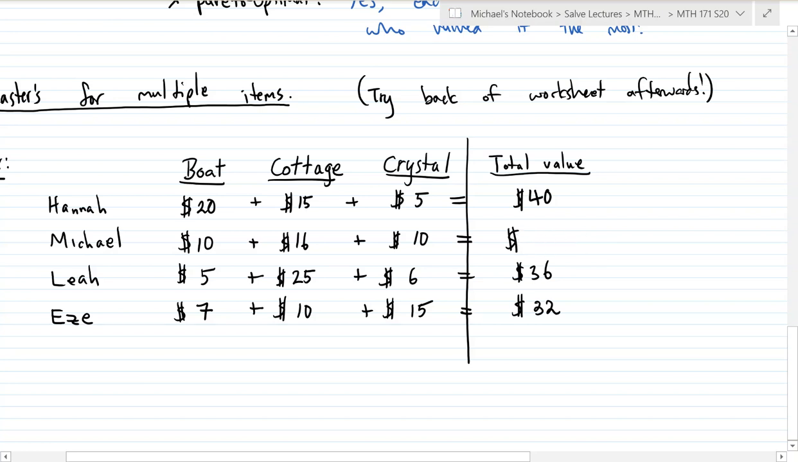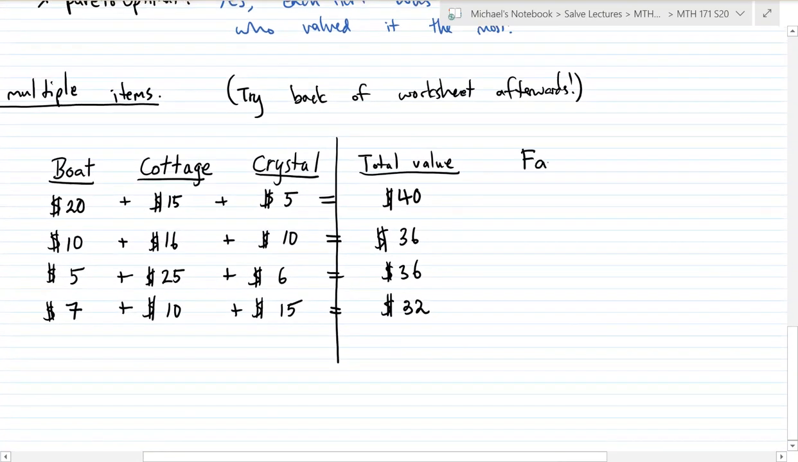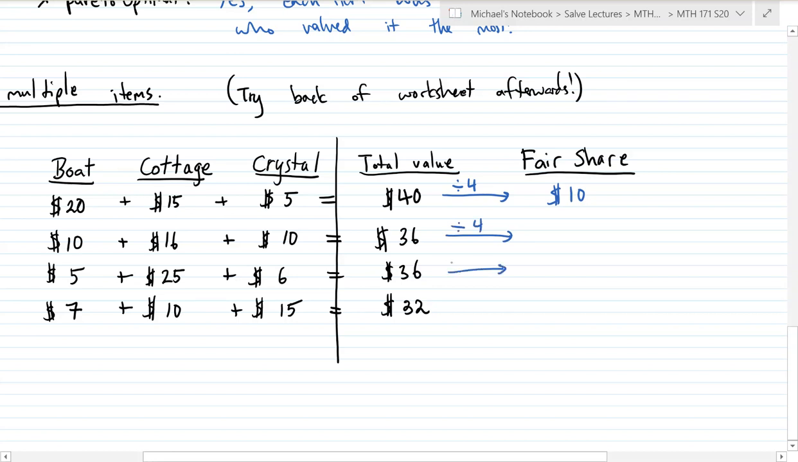Okay. And why are we going to do that? Well, because now, when we talk about people getting their fair share, what are they going to be happy coming away with? Well, Hannah believes it's worth $40,000 in total. So if she comes away with $10,000, she'll believe that she has her fair share. And now I'm dividing by 4 because there's 4 people whom we're splitting these items between. And I can do that with each of the total values to see what they'd be happy getting. Let's divide everything by 4.